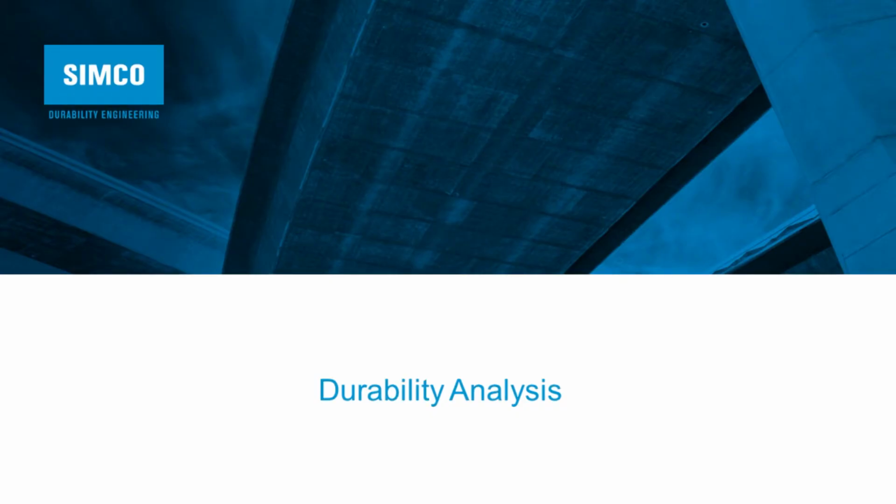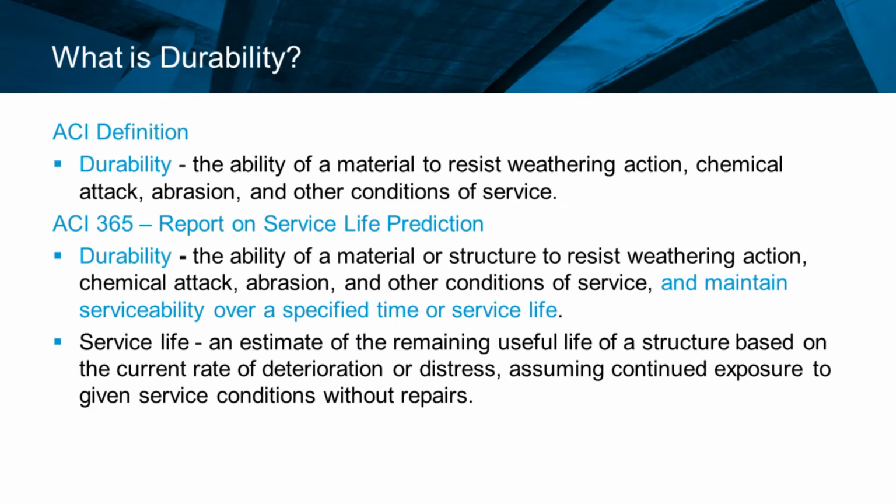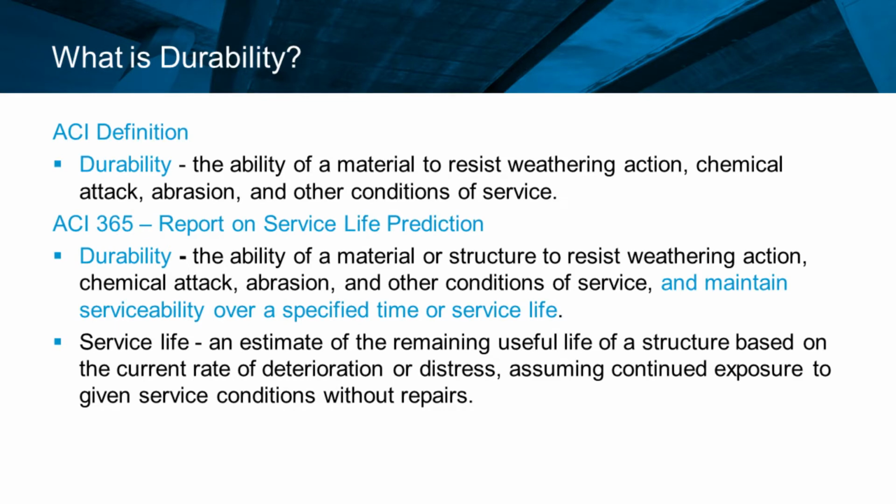Now a few words about the durability analysis. If we want to evaluate the root cause of the problem and fix it with the appropriate repair, we need to perform a durability analysis. What is durability first? It's the ability of concrete or a material to resist weathering action, chemical attack, abrasion, or other conditions in service. That's the definition of ACI, the basic definition. ACI 365 adds another line to it, and it specifies maintain serviceability over a specified time or service life.